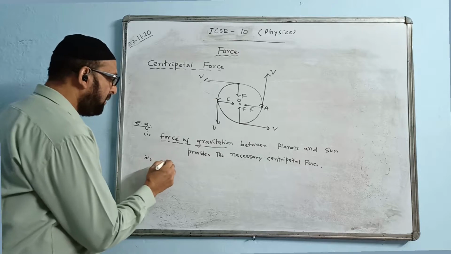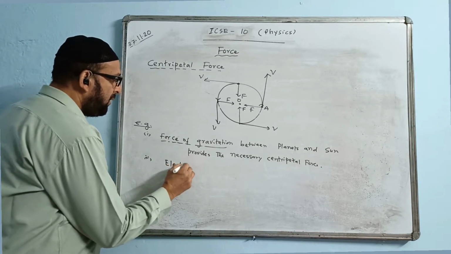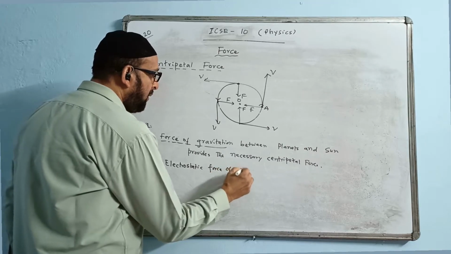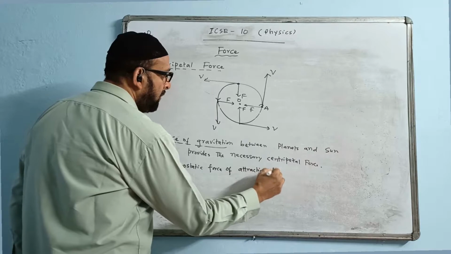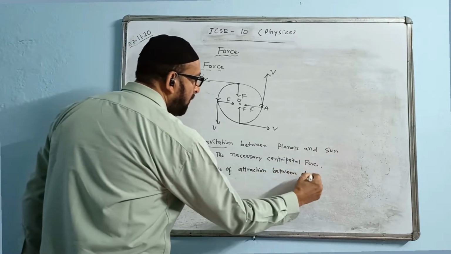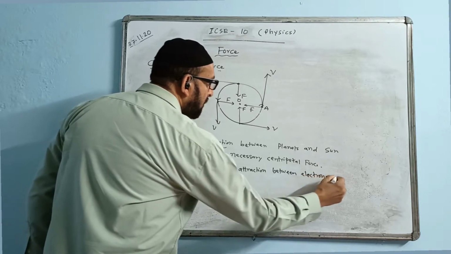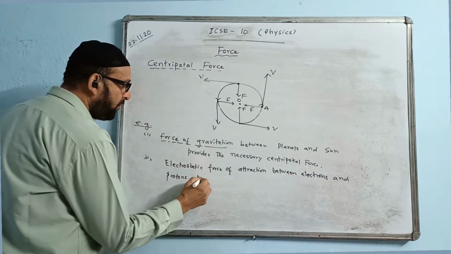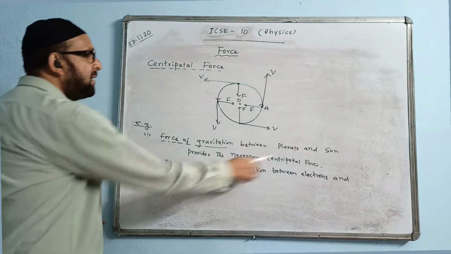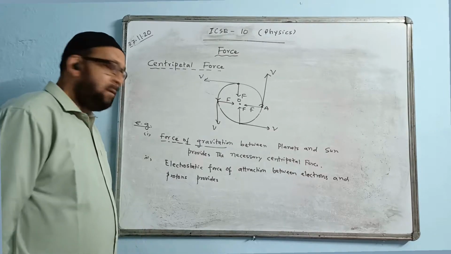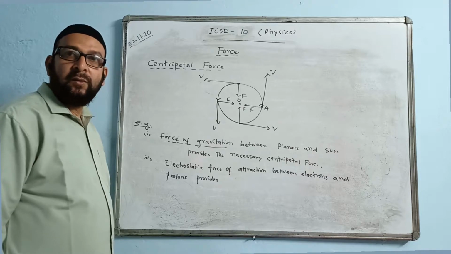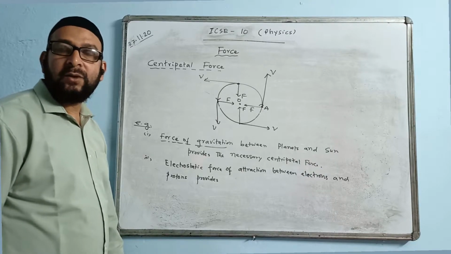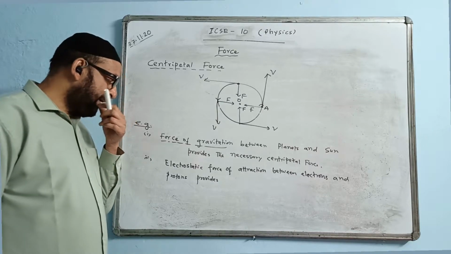Second example, we write here: electrostatic force of attraction between electrons and protons provides the necessary centripetal force to keep electrons revolving around the nucleus.